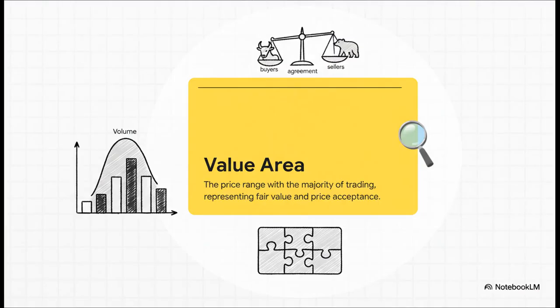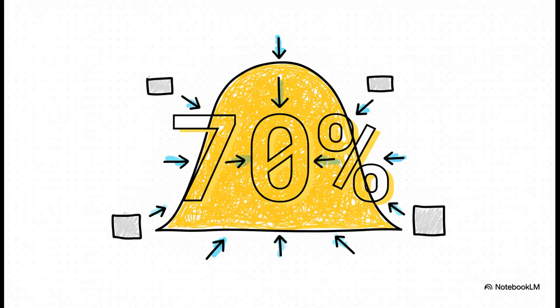So what is the value area? Well, it's simply the price range where the market spent the most time and where the most volume was traded. But here's the key psychological part. This area is where buyers and sellers have basically reached an agreement on what a fair price is. You can think of it as the market's comfort zone. And get this, typically, about 70% of an entire day's trading volume happens inside this value area.